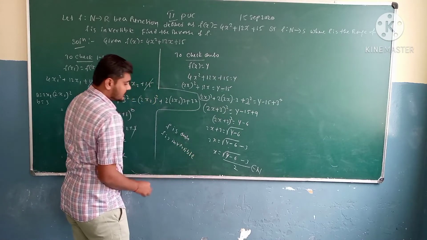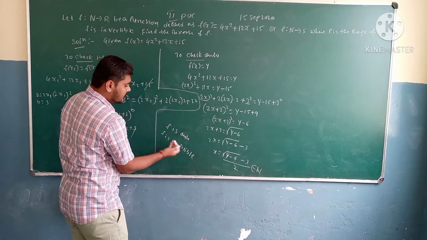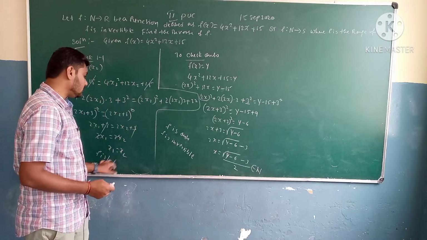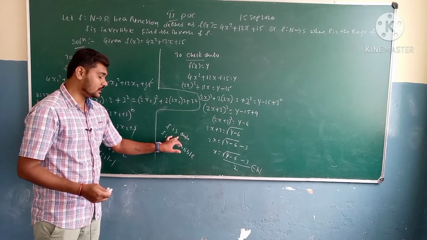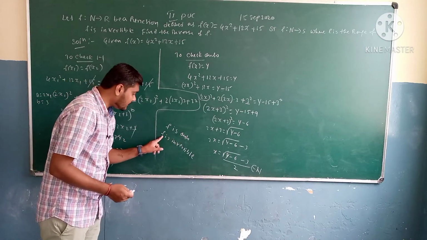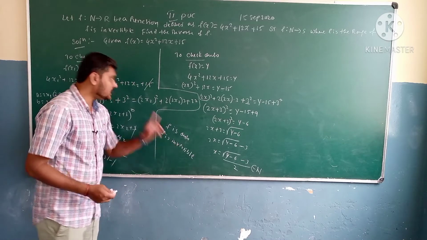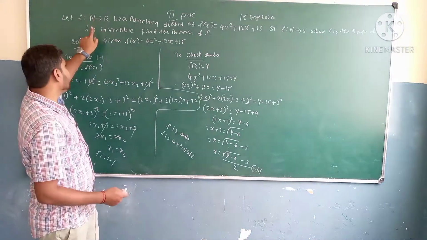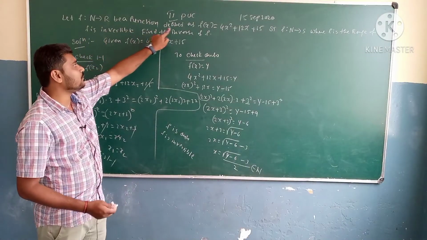So since the function is invertible, we can say that the given function is a bijective function, or here itself we can say that the given function is one-one as well as onto. So f is a bijective function. Since f is bijective, we can write that f is an invertible function. Since f is invertible, again we need to find the inverse, because they have asked that if f is invertible, then find the value of f inverse.